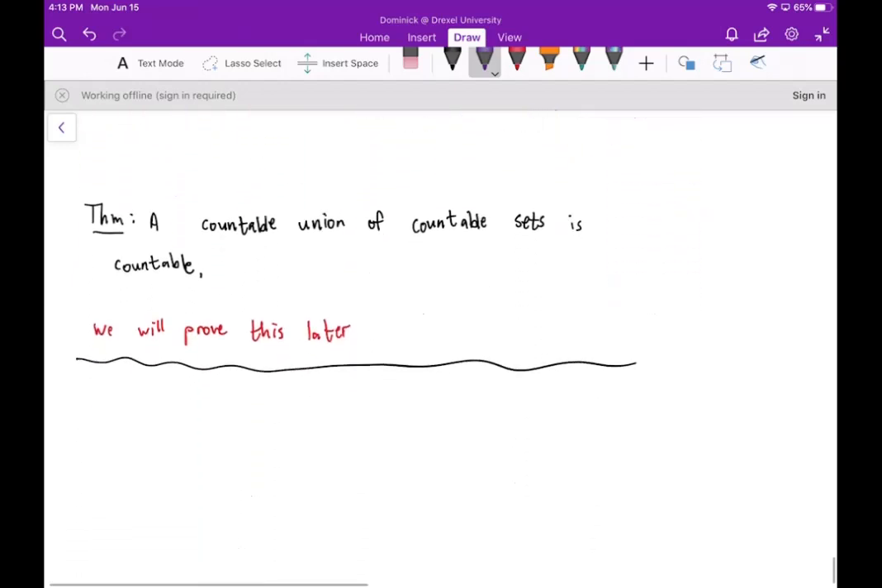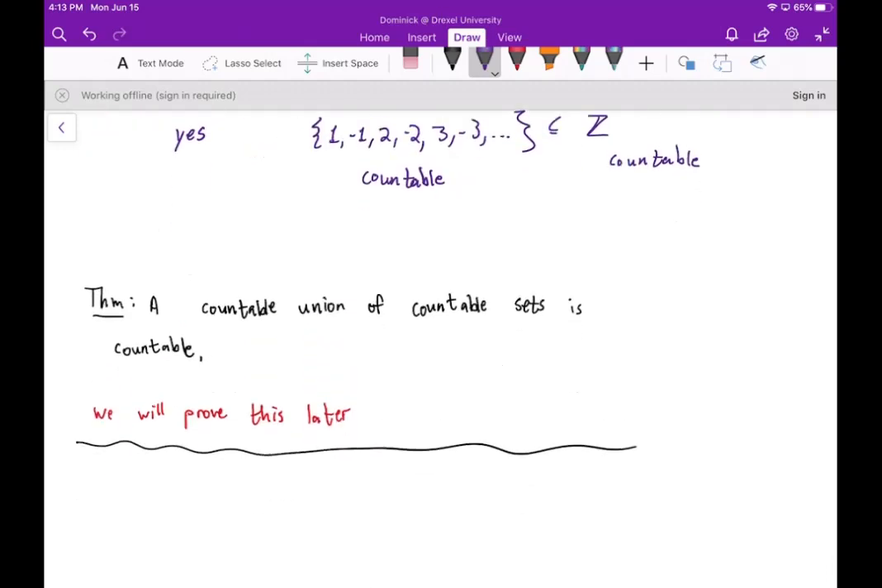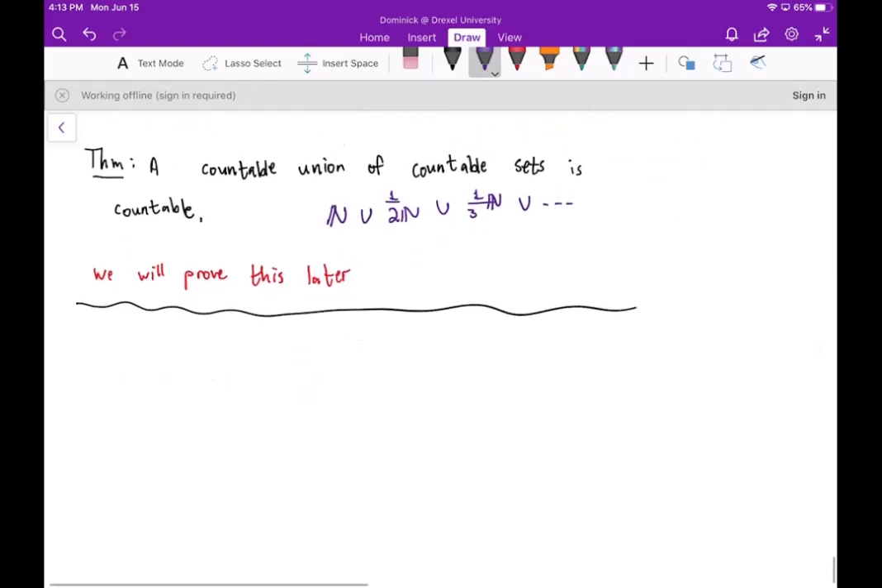Finally, the last thing we'll say is that a countable union of countable sets is also countable. You can take something like the natural numbers, union 1/2 times the natural numbers, union 1/3 times the natural numbers, union so on and so forth. That would also be countable. And this is something that we'll prove later.